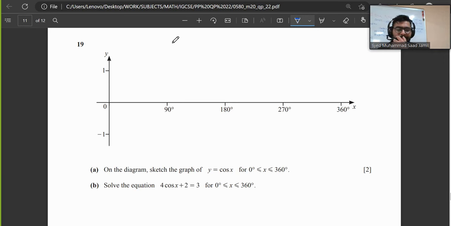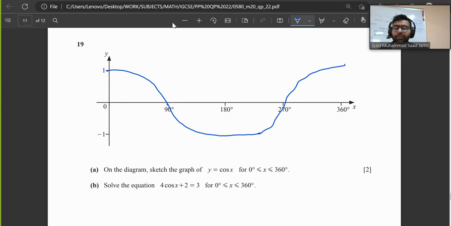It says on the diagram, sketch the graph of y = cos x. Look, the graph of y = cos x is always like this. It always intersects at these points. It goes till -1, and so this is the simple graph. I just made it a bit slightly up. This is the graph. All right.